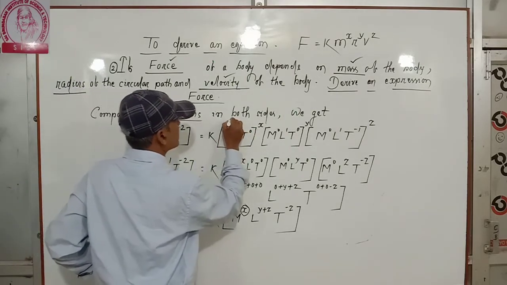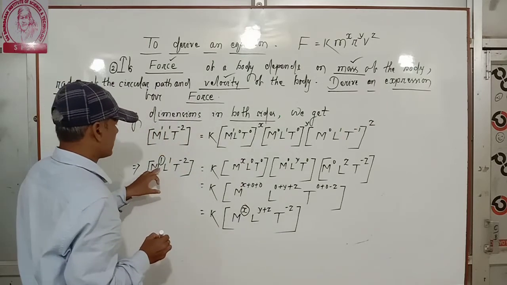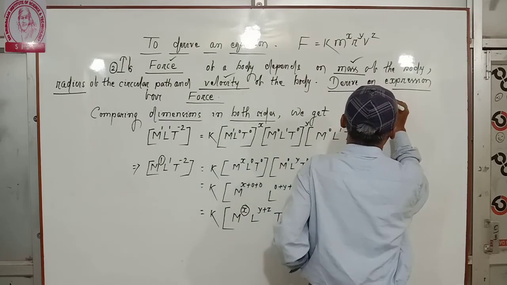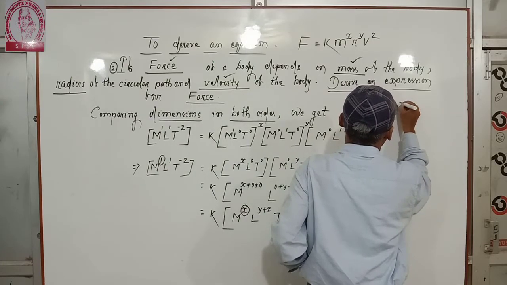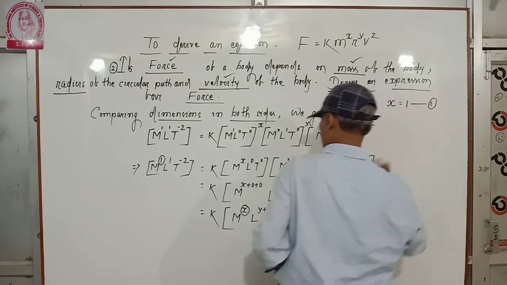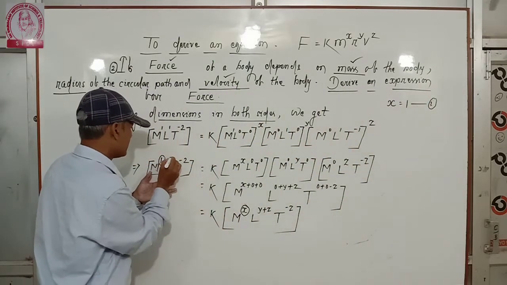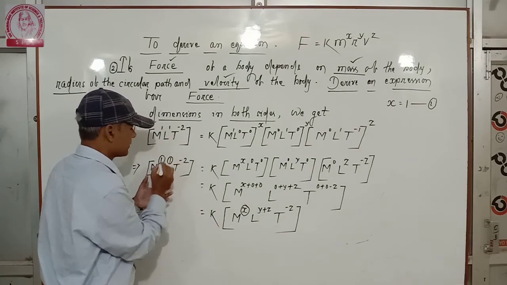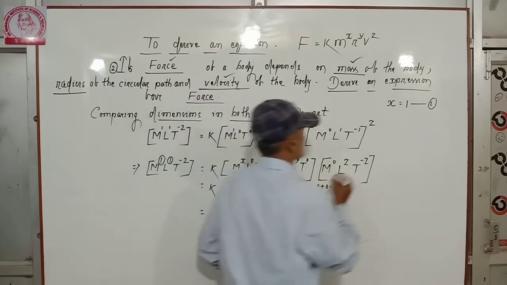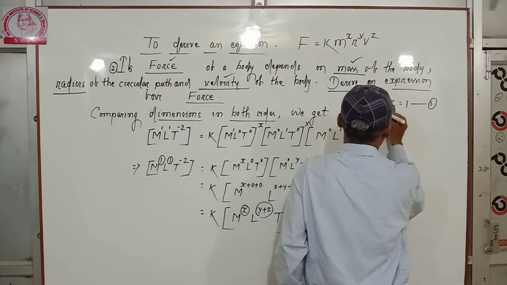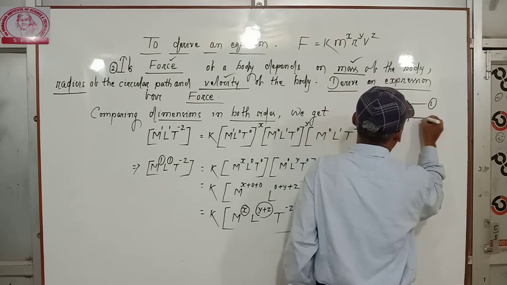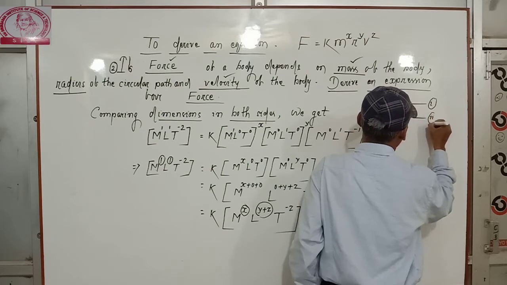First equation, x is equal to 1. This is the first equation. Then dimension of L is 1. Here it is y plus z. So now the second equation is y plus z is equal to 1. This is the second equation.